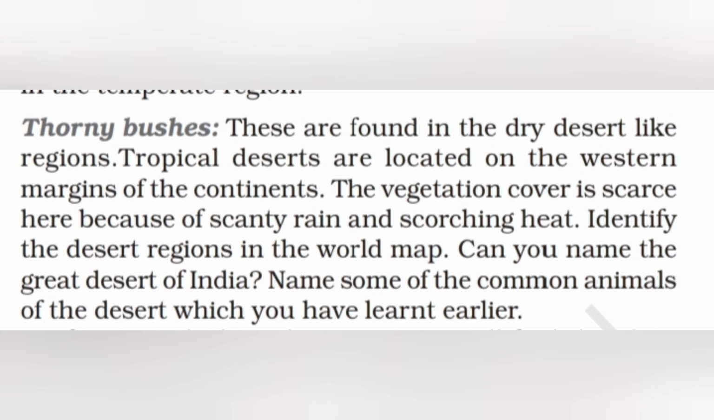Thorny bushes. These are found in the dry desert-like regions. Tropical deserts are located on the western margins of the continents. The vegetation cover is scarce here because of scanty rain and scorching heat. Identify the desert regions in the world map. Can you name the Great Desert of India? Name some of the common animals of the desert which you have learnt earlier.